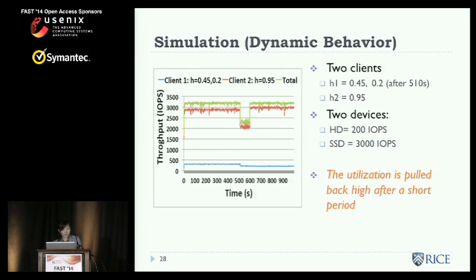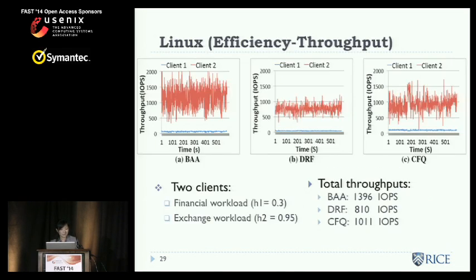So that means if the hit ratio is not accurate, it might have a short time of low utilization. But we could improve that by more concurrent recomputation of the weights.